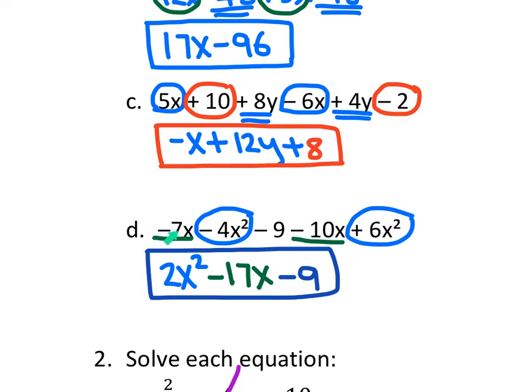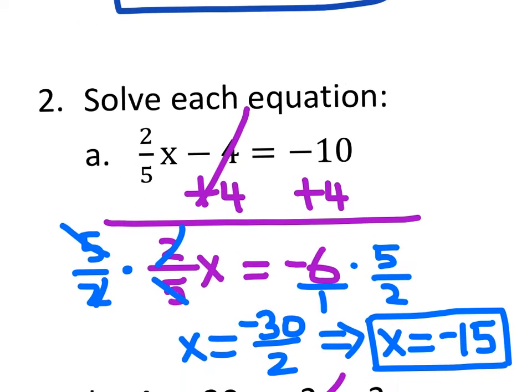On D, the negative 7x and the negative 10x are both like terms. That's this negative 17x. And the negative 4x and the 6 become positive 2x. And then there's the negative 9. After putting them in order from largest to smallest, descending order: x squared, x, and then no x's at all.